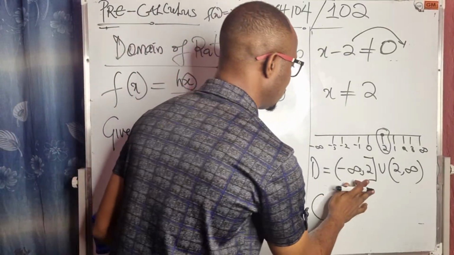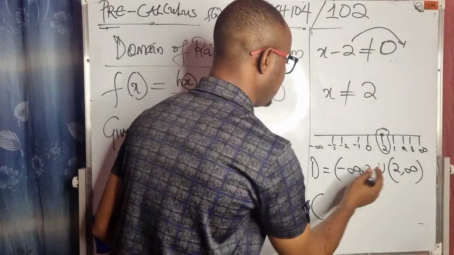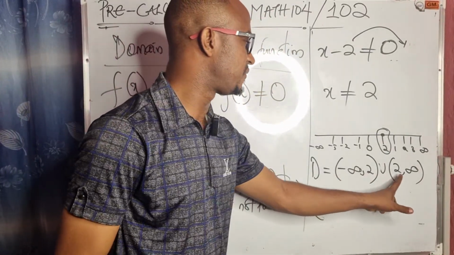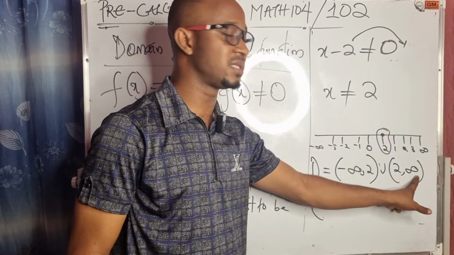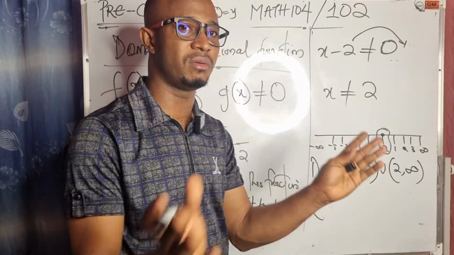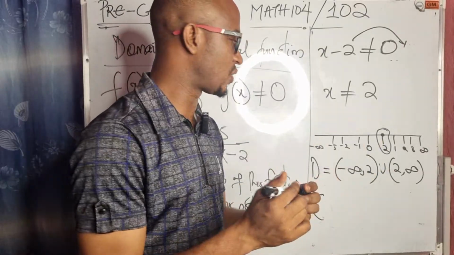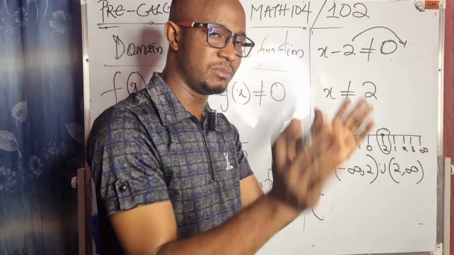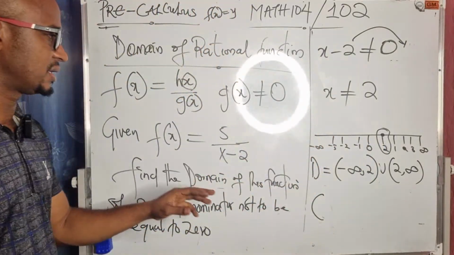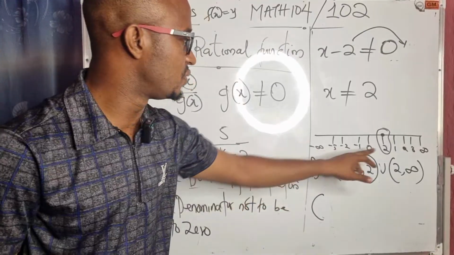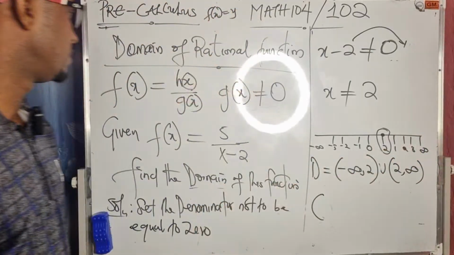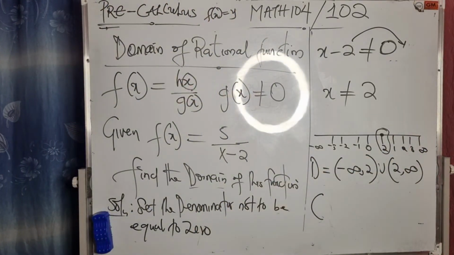So the domain here becomes minus infinity down to 2, then from 2 down to positive infinity. Some people call this union, which means we are combining all the permissible values of x that can define this function: from negative infinity to 2, then from that same 2 to positive infinity. Okay, that's the first example. Let's see example 2.